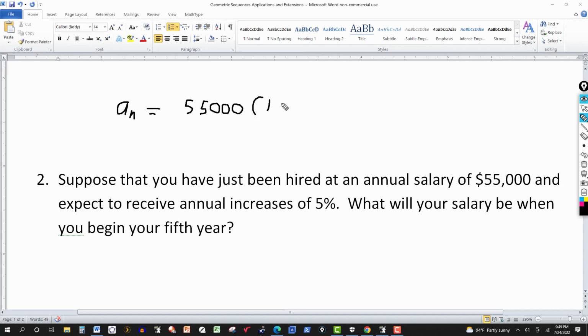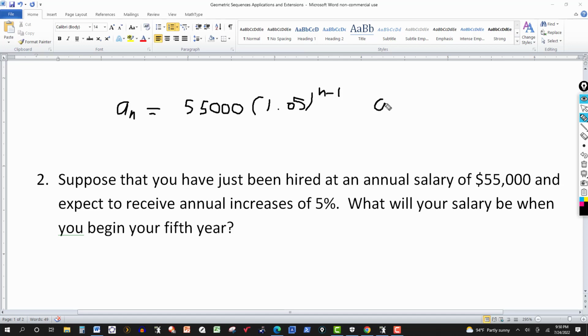So we just write it in this form. Instead of writing it 1 plus 0.05, we'll just put it as 1.05. And this will be to the n minus 1. So obviously for the first year, 1 minus 1 is 0, 1.05 to the 0 power is 1. So you end up with, of course, the first year being 55,000.